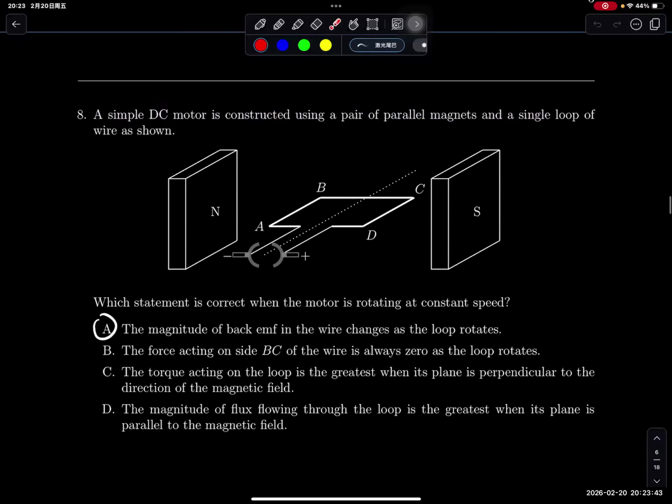Question 8, a simple DC motor is constructed using a pair of parallel magnets and a single loop of wire shown. Which statement is correct when the motor is retaining a constant speed? You have a magnitude of back EMF. The flux through the wire changes as the loop rotates because we don't have a radial magnetic field, so as it rotates, the changing flux alternates like a sinusoidal wave. So if you differentiate it, the EMF should also be sinusoidal, so always changing.